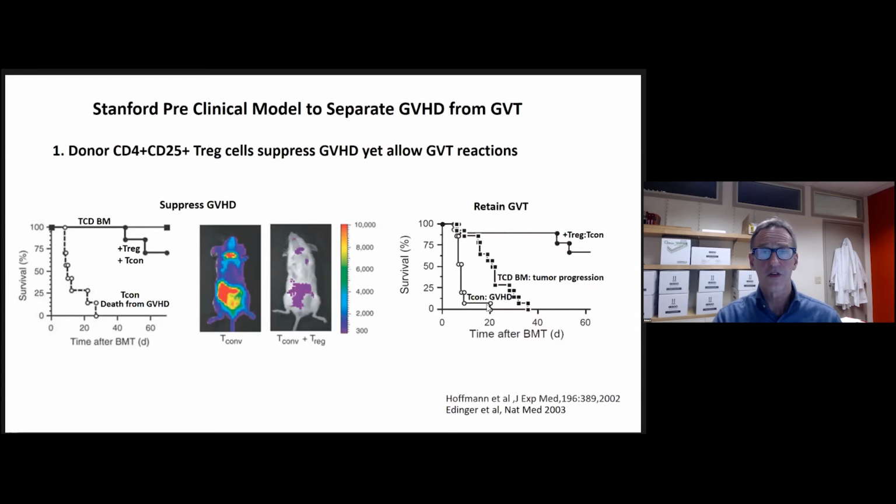Then if you repeat the same experiment, but in addition you add tumor cells after you give the TBI, not before, otherwise you kill the tumor.